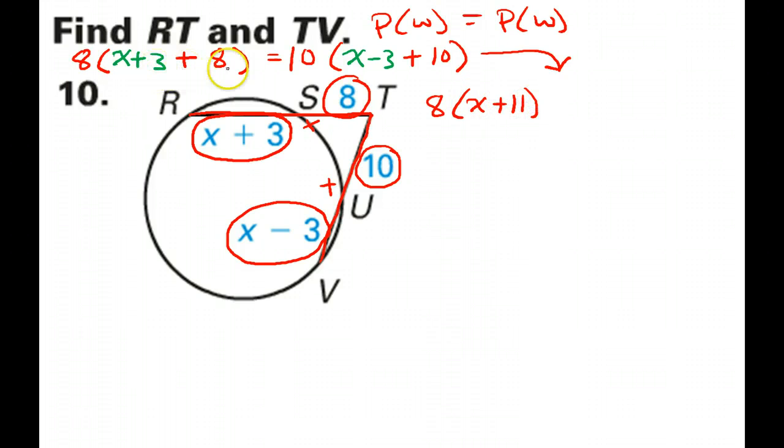All I did was combine the 3 and the 8, which equals 10, times x. Now, I'm putting together the negative 3 and the positive 10. Negative 3 plus 10 is positive 7. All right, I just combined my like terms on that step. That's all I did. Now I'm going to do the distributive property.